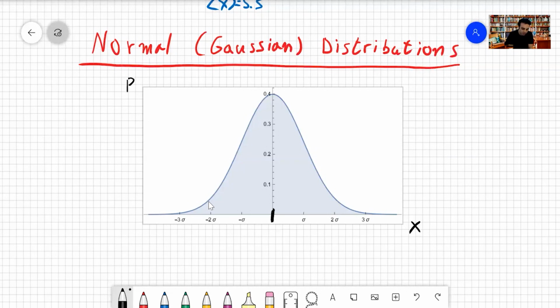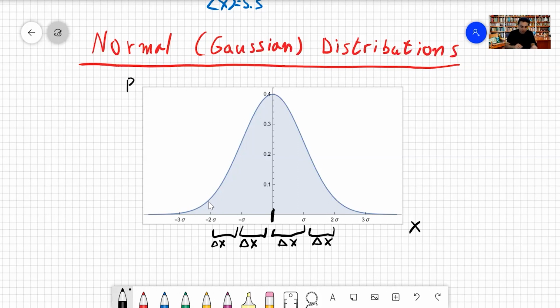And as we go farther away from the mean value, the probabilities go down and they quickly start going towards zero, although they never actually go to zero. It's only zero when you go to infinity. Now, these sigmas over here are the standard deviation. This is delta x. And you can see that, of course, the more standard deviations you go away from the mean, the less the probability gets.